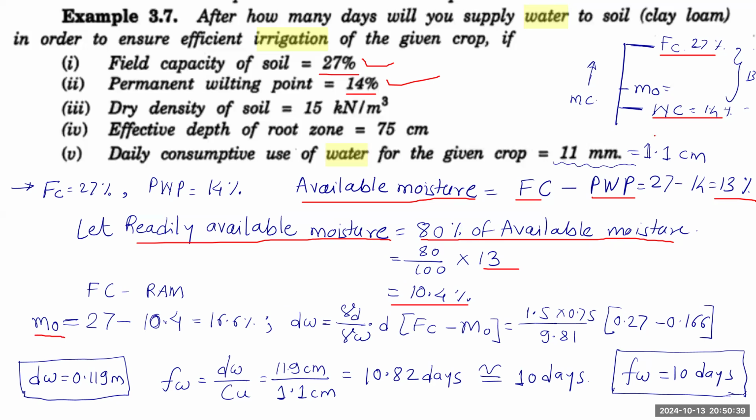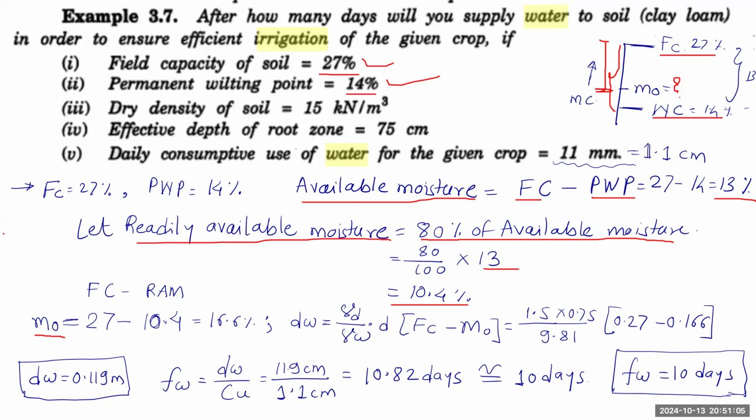Okay, now see this particular graph again. FC minus WC, this particular difference is called available moisture. Then 80% of that is readily available moisture. Now we have to calculate the lower limit of readily available moisture. So how to find this?